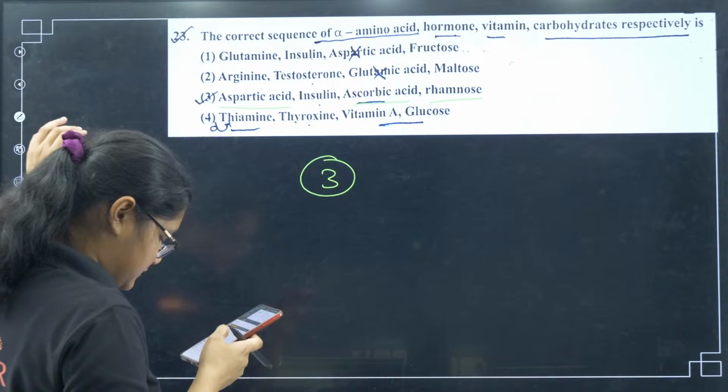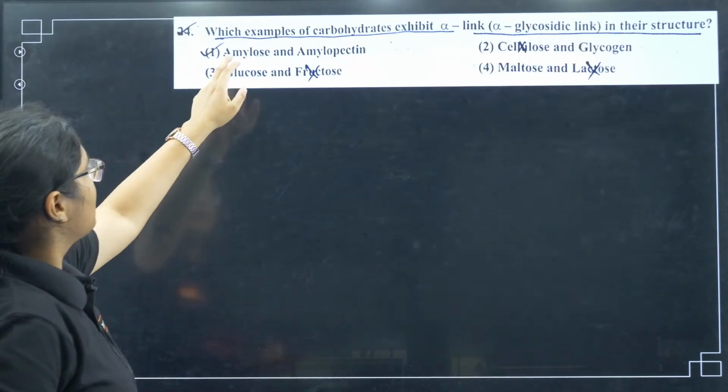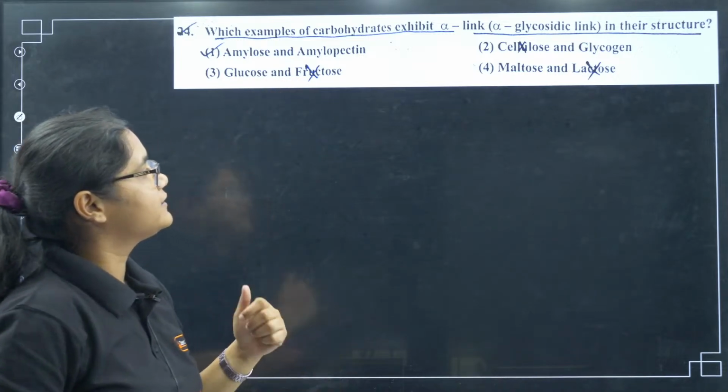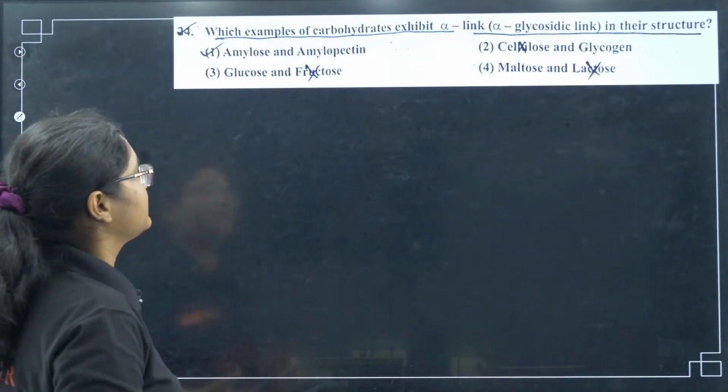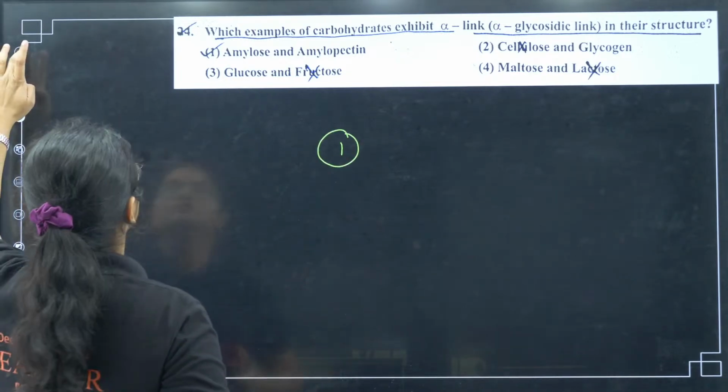Okay. Yes, Rupa, we are doing fast. Yes. Okay, next, which examples of carbohydrates exhibit alpha linkage? So alpha linkage is present between amylose and amylopectin. So correct answer is option number 1.